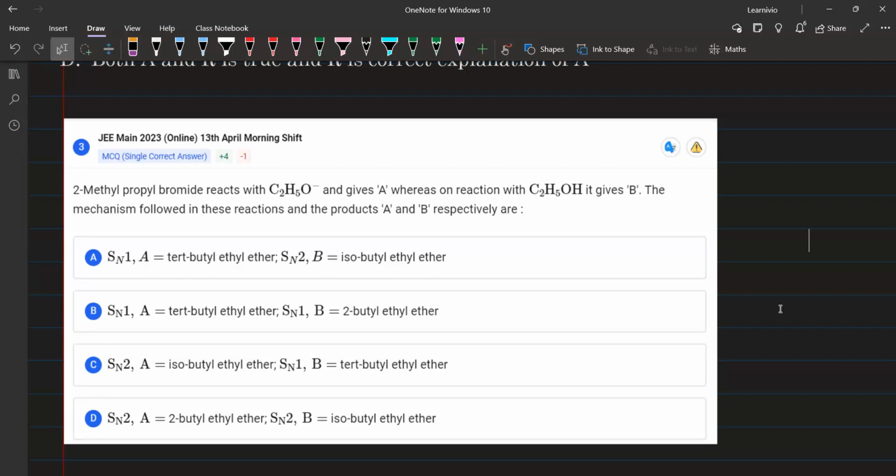Read the question calmly, it will get done, okay? It's not going to be very difficult. I mean, you people found it a slightly big question, but it's not going to be difficult. 2-methyl propyl bromide, write down the structure, draw it, reacts with C2H5O negative and gives A, whereas on reaction with C2H5OH, it gives B. The mechanism followed in these reactions, the products A and B respectively are. Okay, so once you make 2-methyl propyl bromide, you will understand the correct option. It's not going to be very difficult.